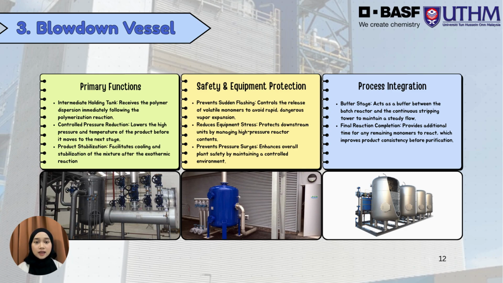Secondly, it acts as an intermediate holding tank, allowing the polymer dispersion to cool and stabilize. During this holding period, any remaining polymerization reaction can continue until completion, resulting in a more consistent product. In addition, the blowdown vessel serves as a buffer between the batch reactor and the continuous stripping tower. This ensures a stable and continuous flow of material while reducing pressure surges that could damage downstream equipment. Overall, the blowdown vessel plays an important role in ensuring operational safety, protecting plant equipment, and improving product consistency.